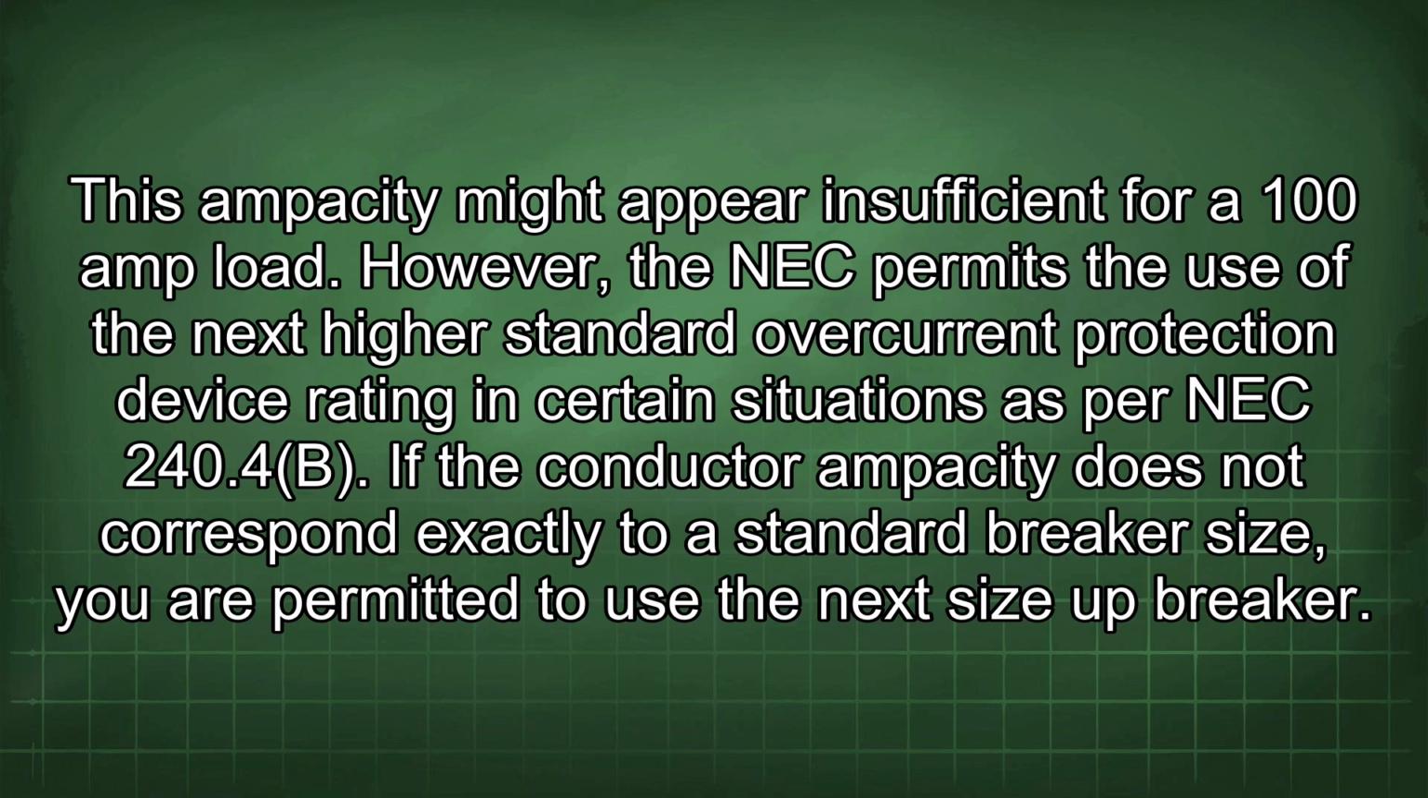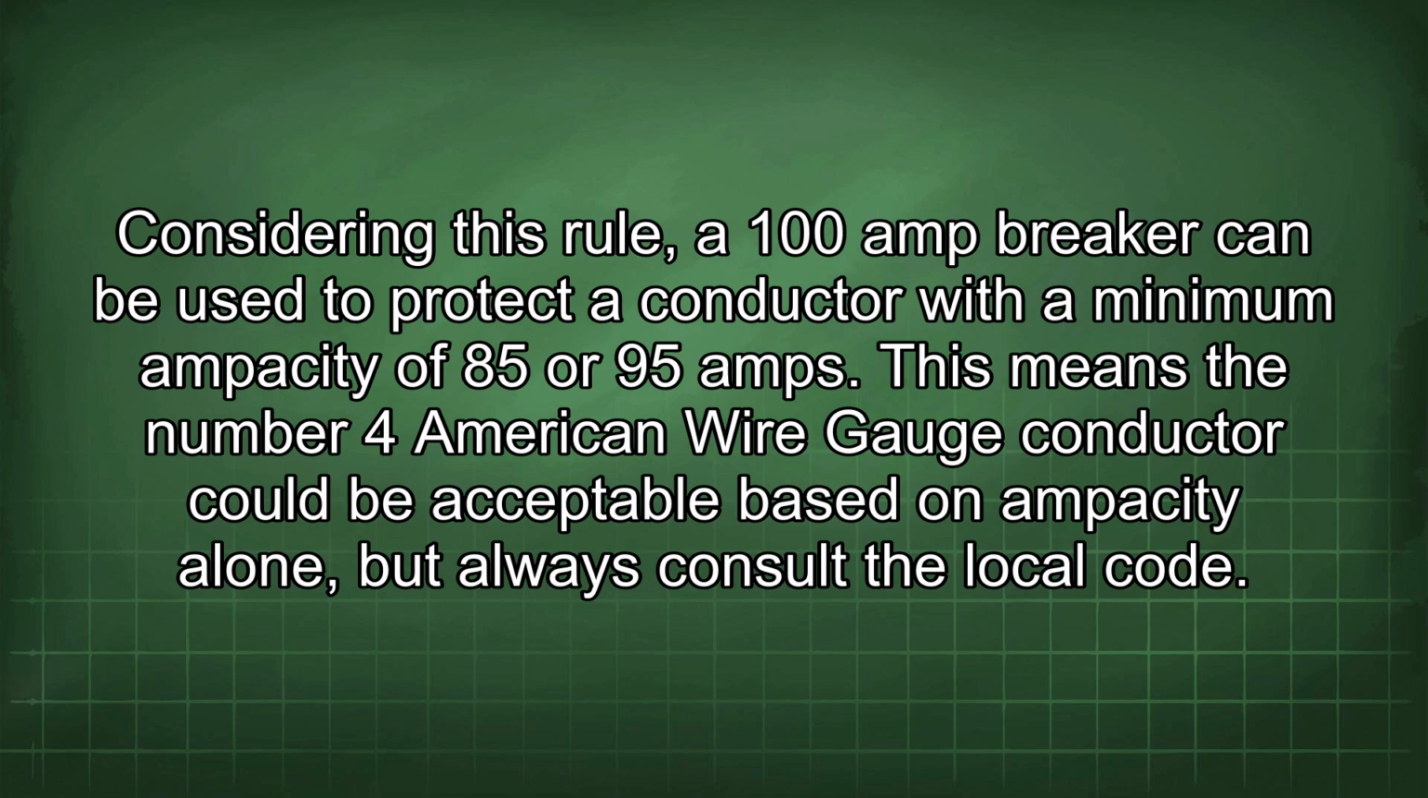However, the NEC permits the use of the next highest standard overcurrent protection device rating in certain situations, as per NEC 240.4(B). If the conductor ampacity does not correspond exactly to a standard breaker size, you are permitted to use the next size up breaker. Considering this rule, a 100 amp breaker can be used to protect a conductor with a minimum ampacity of 85 or 95 amps. This means the number 4 American wire gauge conductor could be acceptable based on ampacity alone, but always consult the local code.